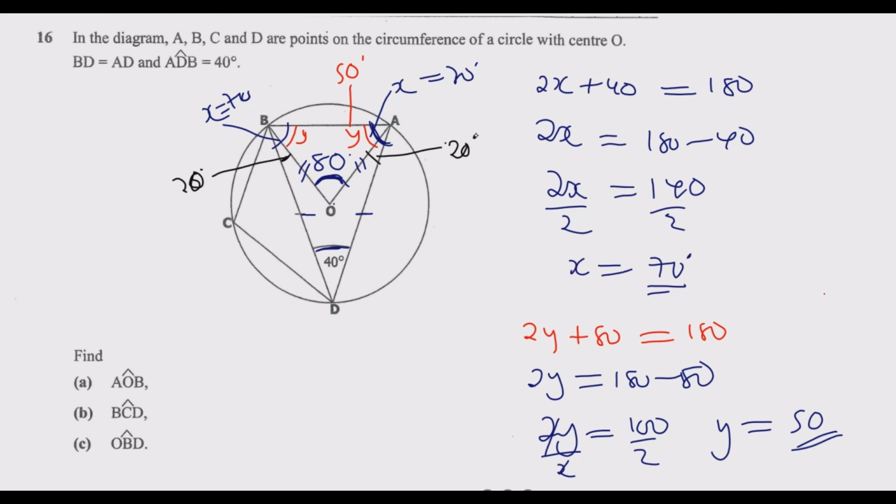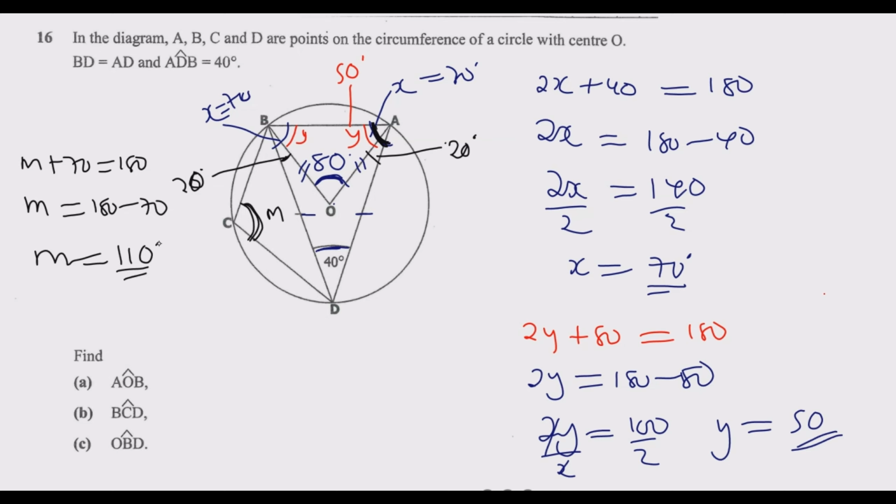Next, I know what this angle is. This angle is 70, then I can find this angle using the cyclic quadrilateral. The opposite angles of a cyclic quadrilateral are supplementary, or they add up to 180. So this angle, which is 70, added to this angle, which I can call m, must give me 180. So m plus 70 is equal to 180. So m is equal to 180 minus 70. So m is equal to 110 degrees.